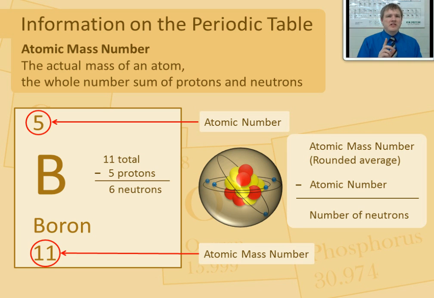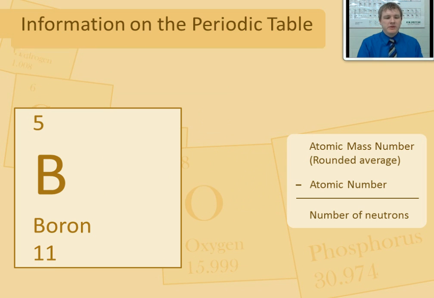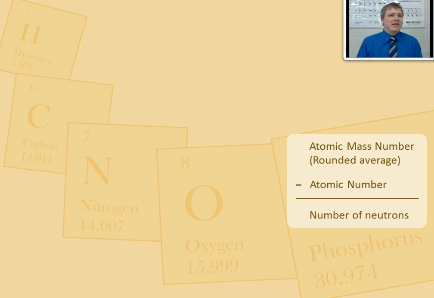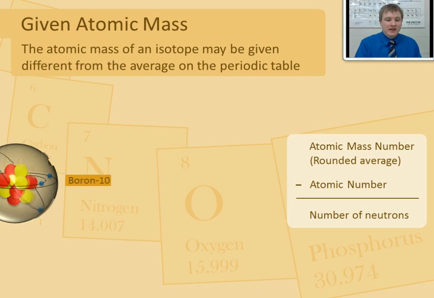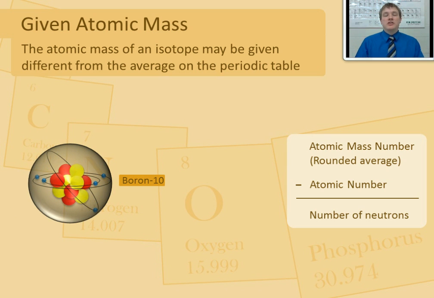Now, there's another way that sometimes you need to find the number of neutrons, because honestly, boron isn't just boron-11 in nature. Sometimes you are dealing with boron-10. So sometimes, instead of just being asked to find the atomic mass of an element on the periodic table, you're given the atomic mass. You're given something that says boron-10. You're dealing with boron that has an atomic mass of 10.